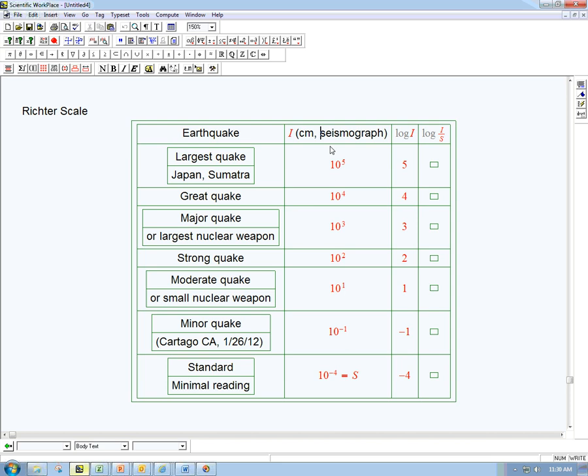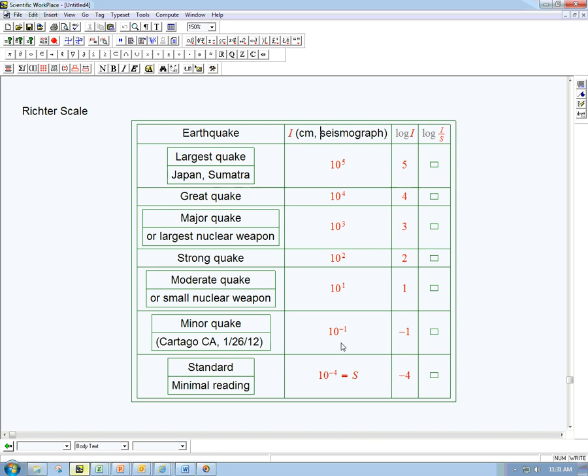This is a very large range. And so, as usual, it's good to use a logarithmic scale to accommodate a large range of variation. Again, don't take the centimeters too seriously here. It's a very, very rough description. So you've got the largest quake, 10 to the 5th. We're going to take the common logarithm of that. That would be 5. This would be 4. This would be 3. This would be 2.